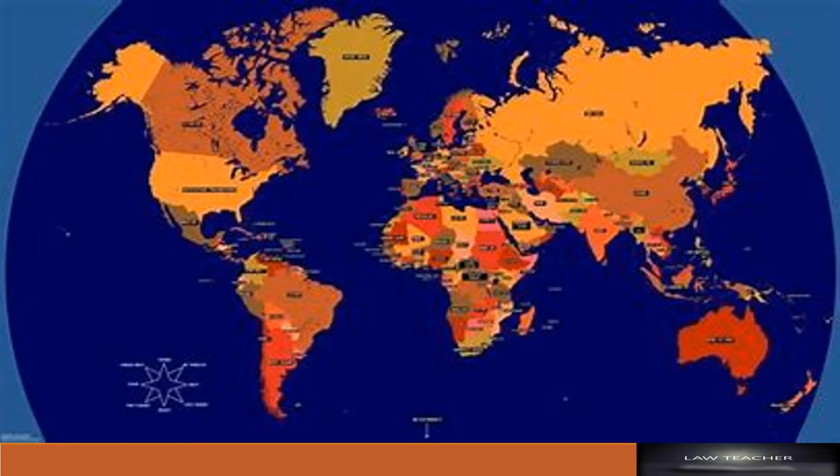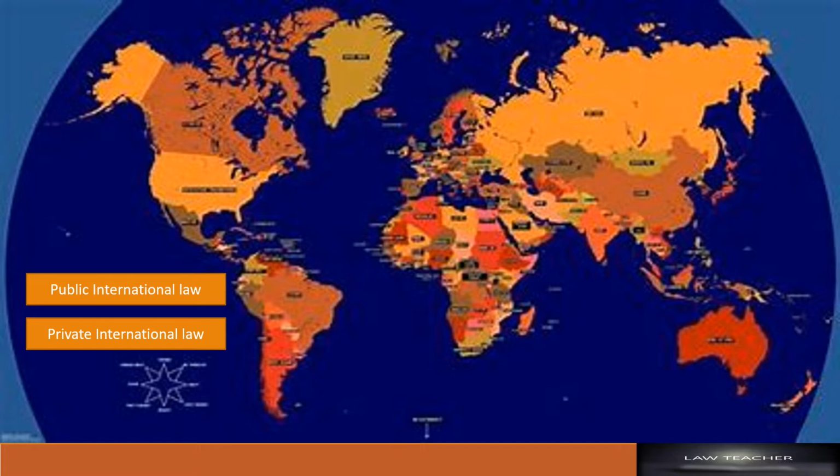Countries make laws that apply to their people and on their territory. These are called domestic laws and may be quite different from one country to another. But there is also international law. The two main branches of international law are public international law and private international law. Public international law applies between different countries and international organizations, while private international law applies between citizens of different countries.